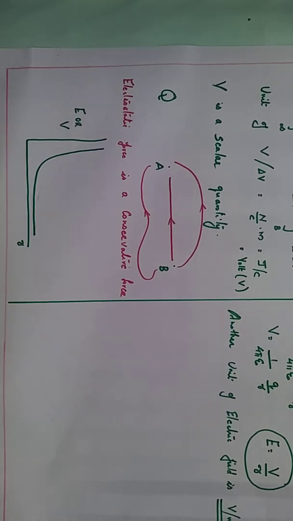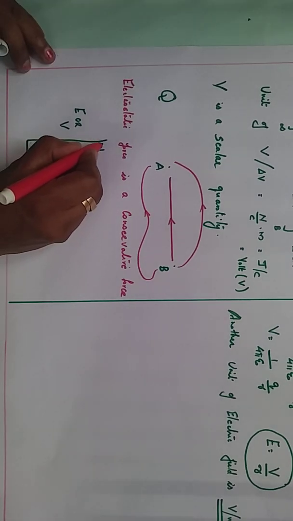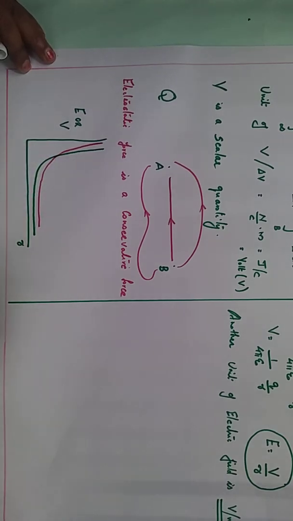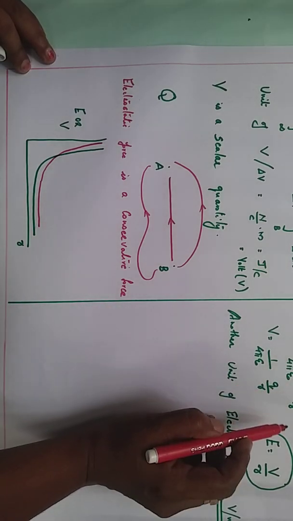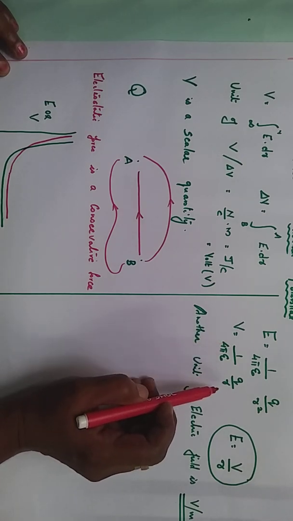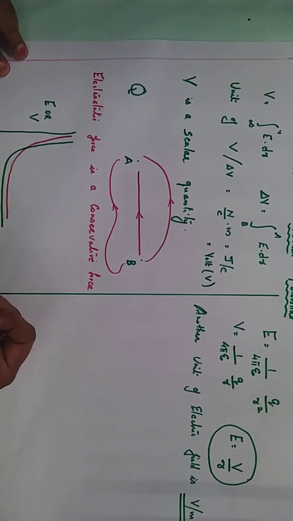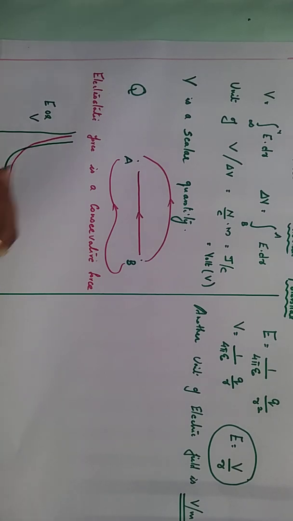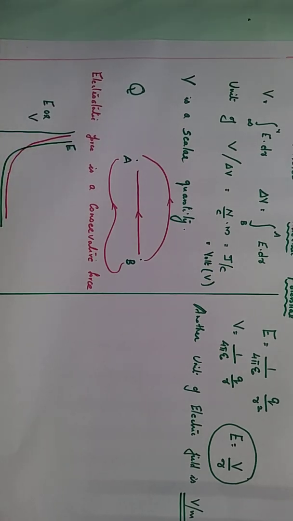But for potential difference or potential, the change in potential is not as sharp. Since the electric field is inversely proportional to r square, this will be the shape of the graph, and since potential is inversely proportional to r, this is the graph. Both are inversely proportional, but electric field decreases steeply with r, because it is inversely proportional to r square. So this represents electric field, and this one represents potential difference or potential.